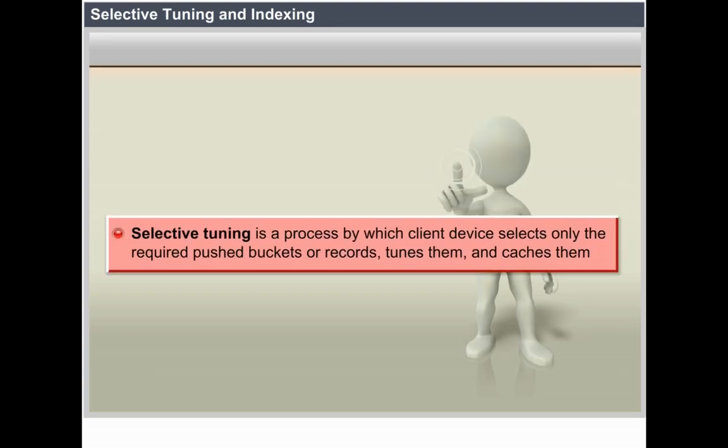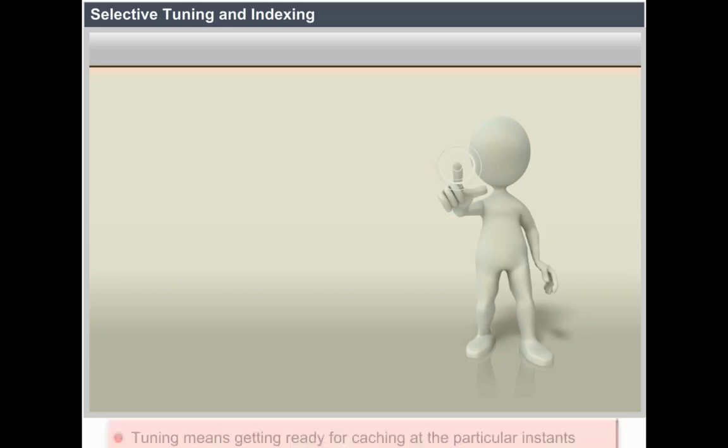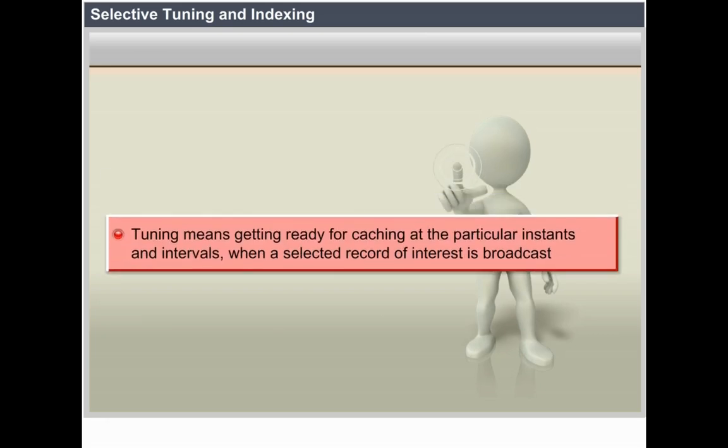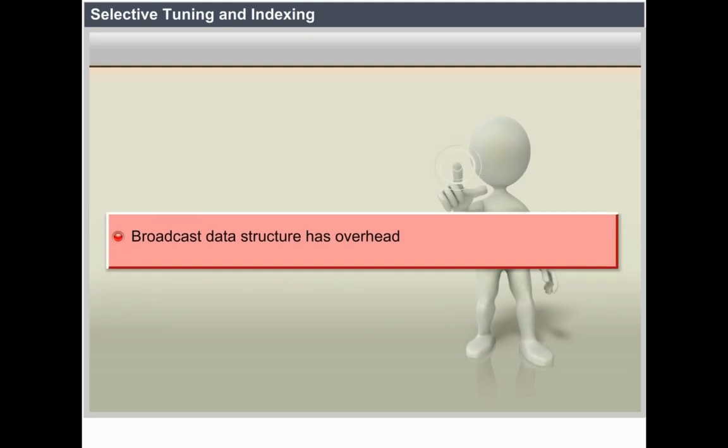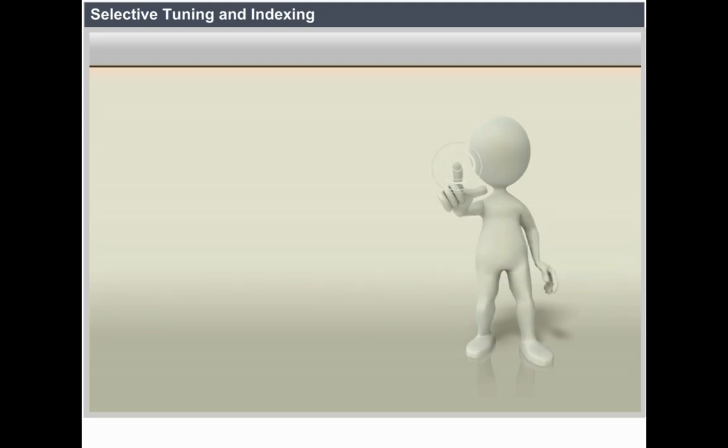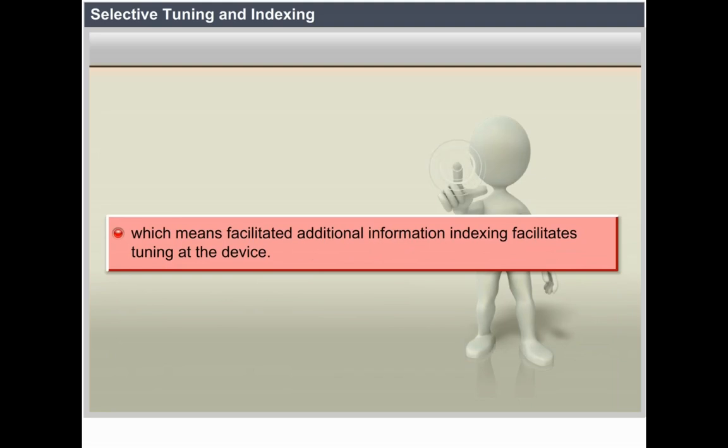Selective tuning is a process by which the client device selects only the required pushed buckets or records, tunes to them and caches them. Tuning means getting ready for caching at those instants and intervals when a selected record of interest is broadcast. The broadcast data structure has overhead. Overhead means additional information which facilitates indexing, which in turn facilitates tuning at the device.